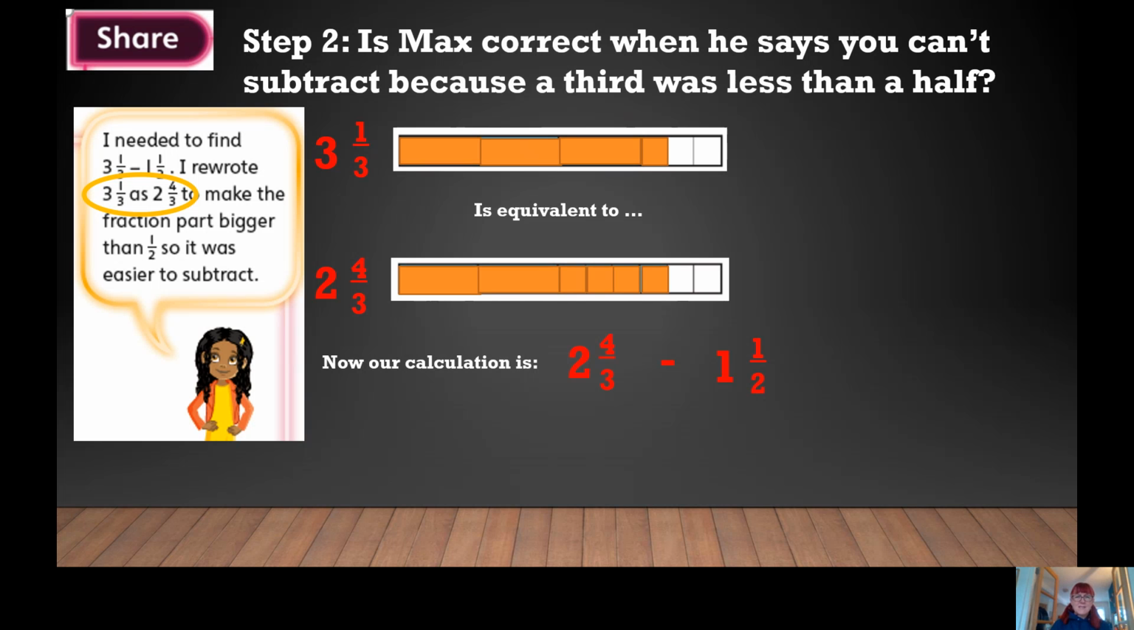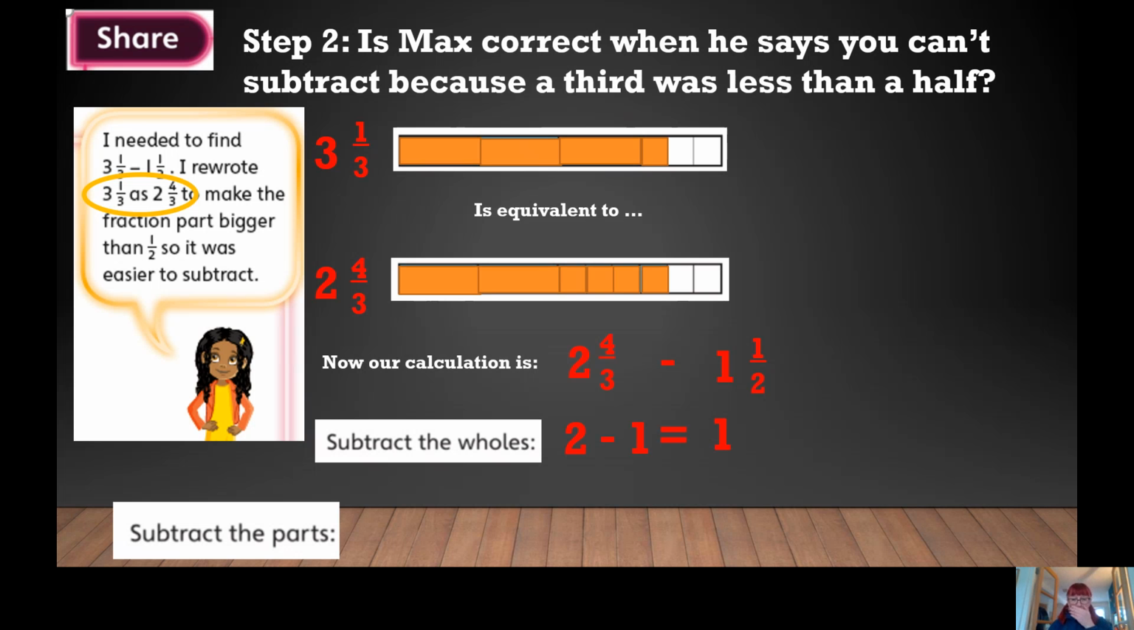And that now is slightly easier. Next step, subtract the whole numbers. So we've got 2 subtract 1 gives us 1 whole. All right, don't forget that. We need to pick that up at the end for the final answer.